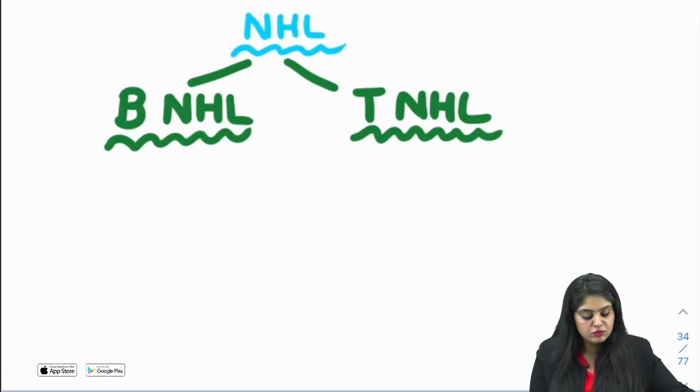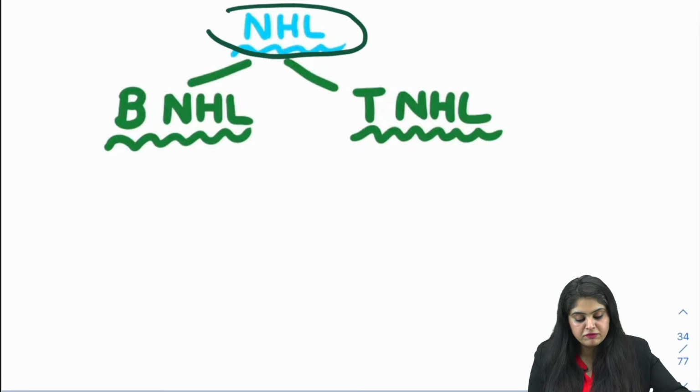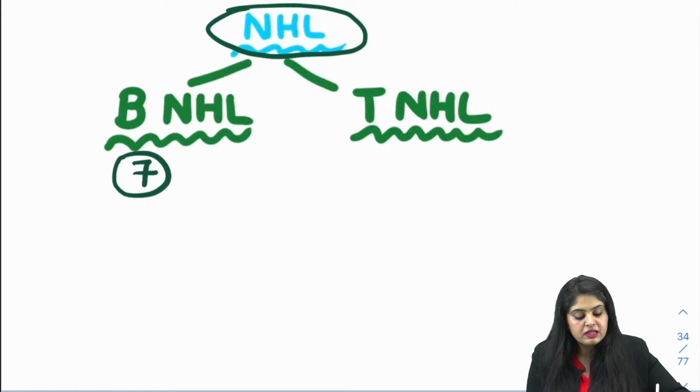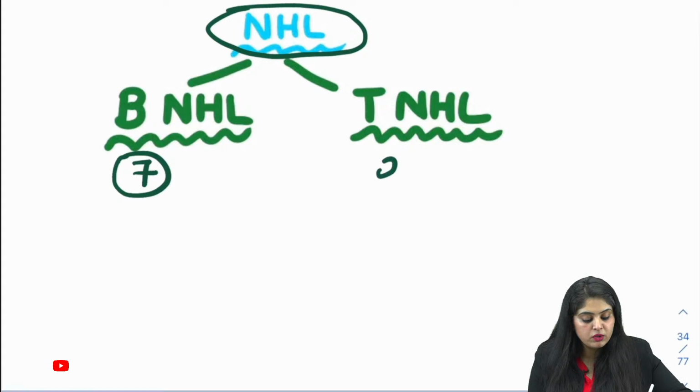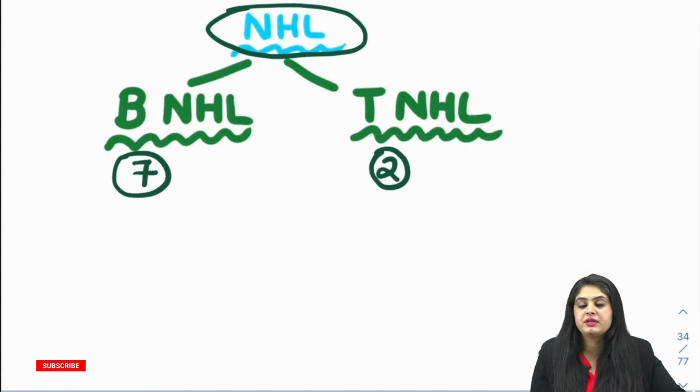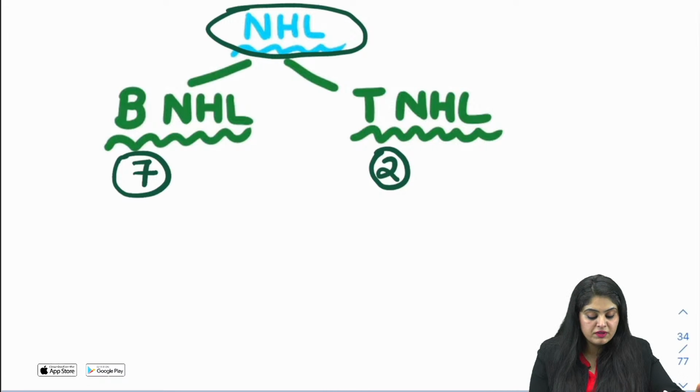Okay, so you need to know why this topic, non-Hodgkin's lymphoma, is considered tough, because there are 7 types of B non-Hodgkin's lymphoma, 2 types of T non-Hodgkin's lymphoma. Some number game mnemonics I will give you, some fancy stories I will give you. At the end of it, we will be able to learn it. There is no doubt about it. Okay? So keep some confidence, we will crack this.